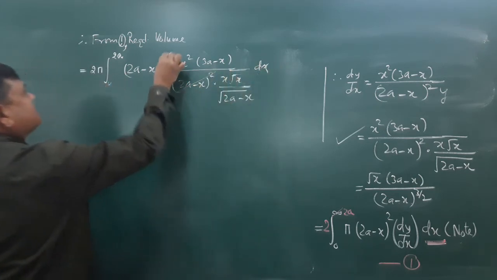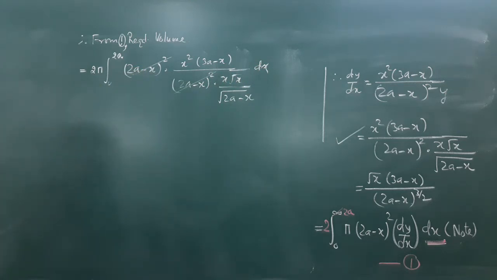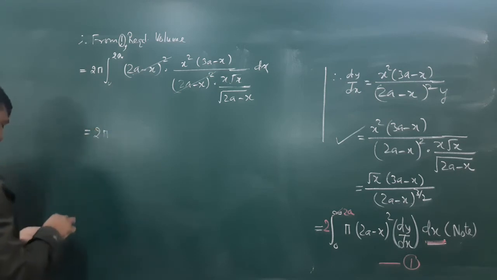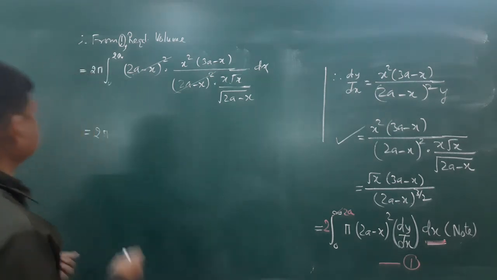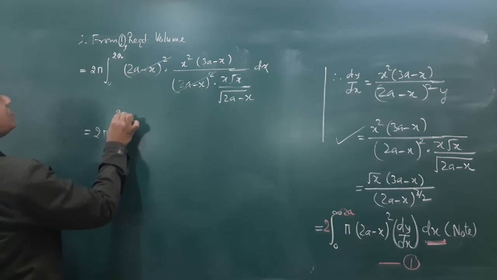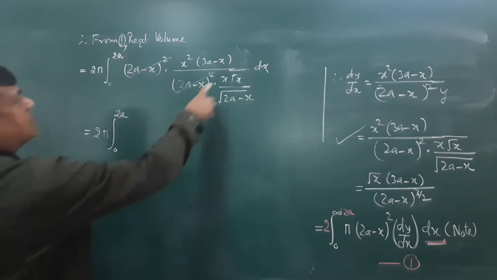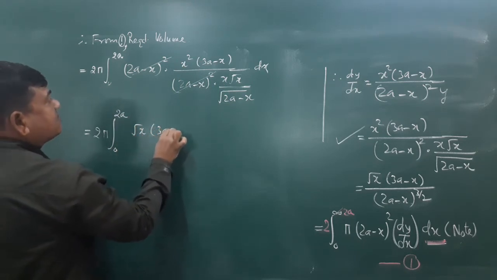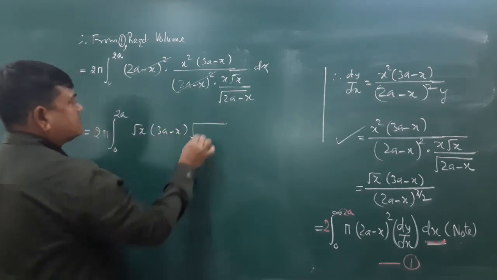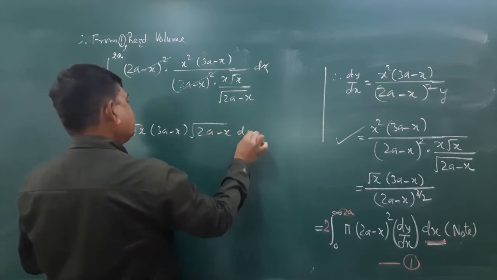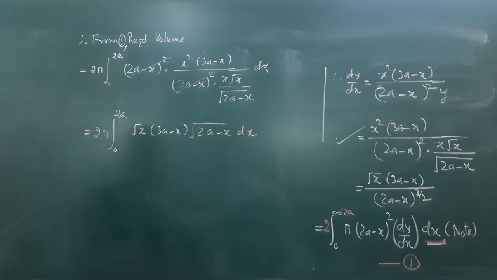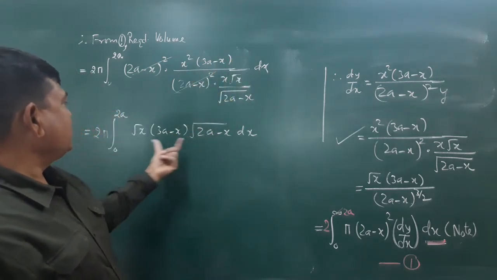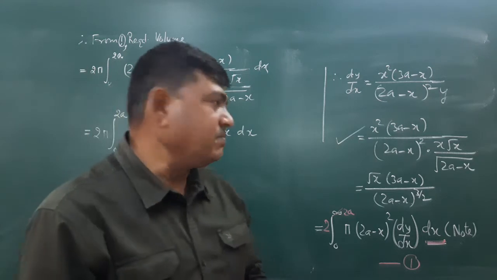So I just cancel this out. So this is 2 pi, 0 to 2a, root x (3a minus x) root (2a minus x) dx is left. Here it is x to the power 3 by 2, so root x. This is the final part of this.